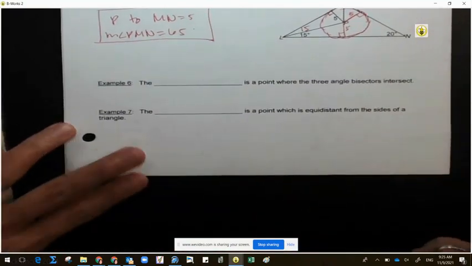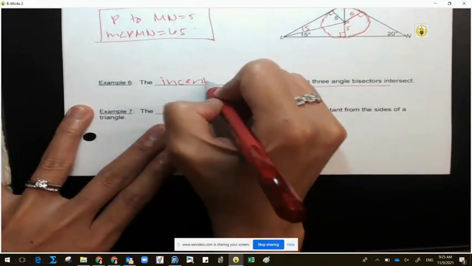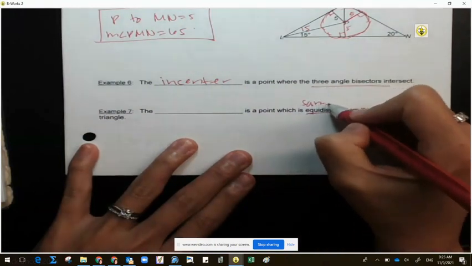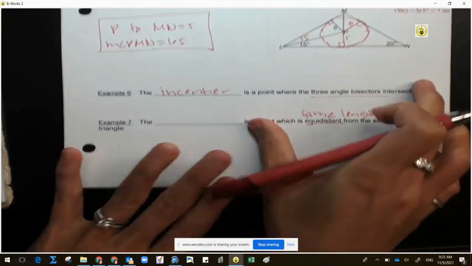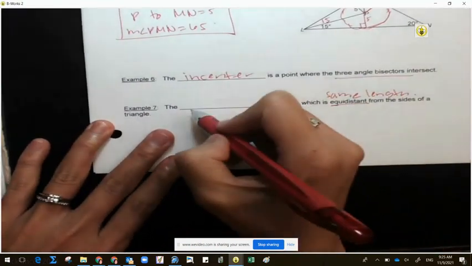For example, number 6. So we have blank is a point where 3 angle bisectors intersect. We know, we just talked about incenter. A point that is equidistant, same length, from the sides of a triangle. So equidistant from the sides of the triangle is also incenter.